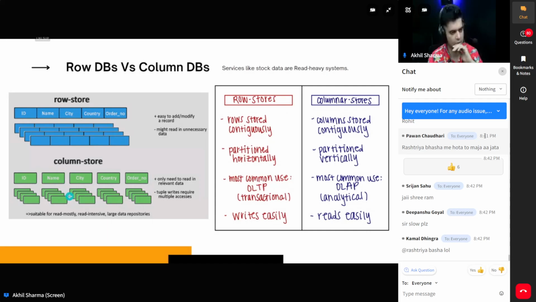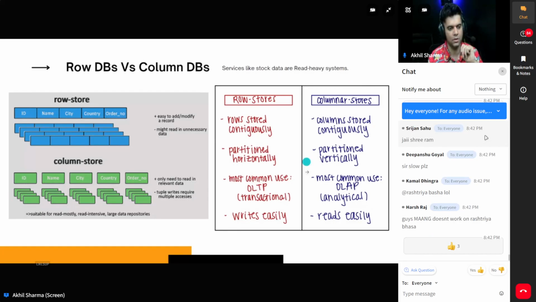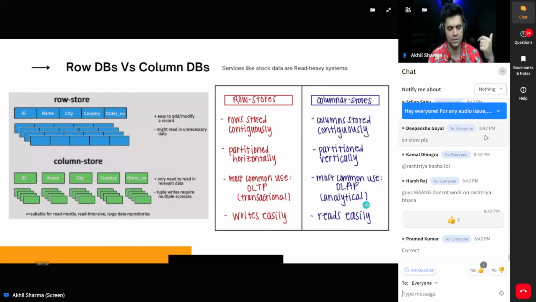So in our system, there'll be a service for stock data. So we'll have stock related information, and this is usually read heavy information. Users are always reading this stock related information. So for read heavy systems, you are better off using column stores, or for any other use case like analytics engines or creating data visualization, all of that. Column data is really, really good. So column databases like Cassandra are a very good fit out here.